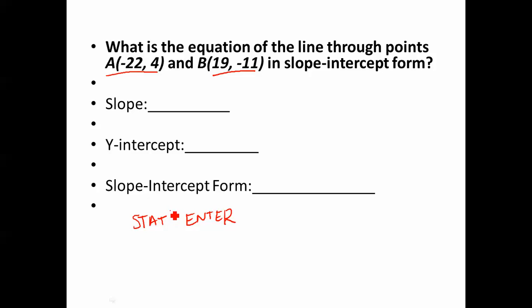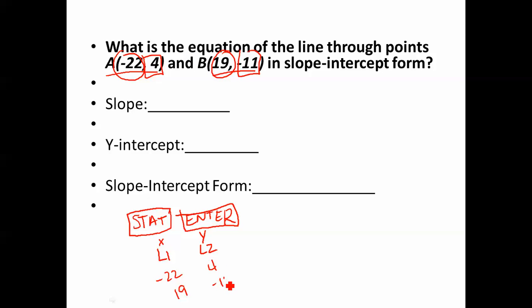So I'm going to push stat on the calculator, and if I put it in a box, it's a button. Then I'm going to hit enter. Then under L1 and L2, I'm going to put my x's under L1, my y's under L2. So the x here is -22, the x here is 19. So -22, 19, and then my y's are 4 and -11. So I put my x's in L1, my y's in L2.